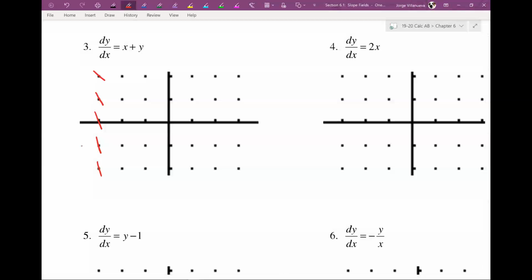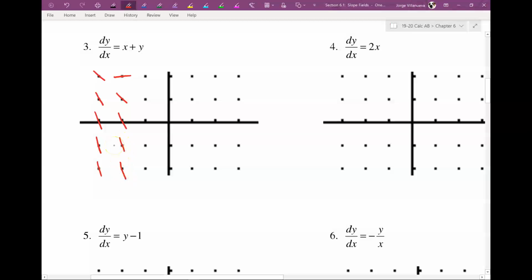What do I get for -2, 2? 0. What do I get for -2, 1? -1. What do I get for -2, 0? It's -2, right? So notice, is this hard work to do? No, it's just annoying, right? But it's not hard work to do. -2, -1 will be -3. And then this will be -4.